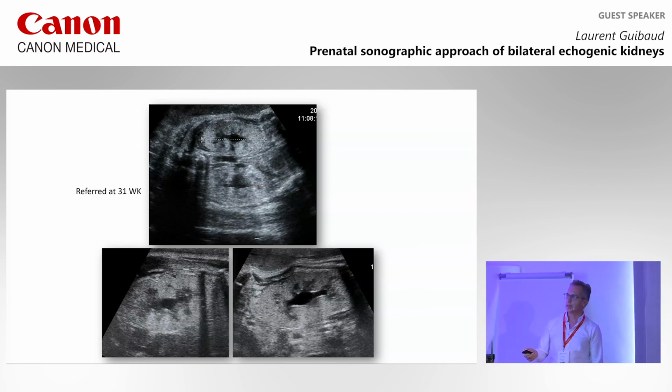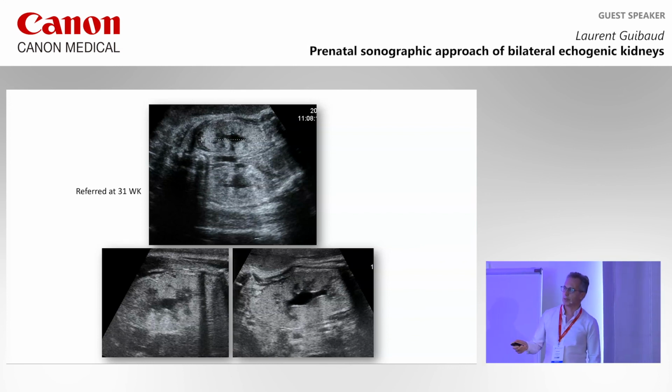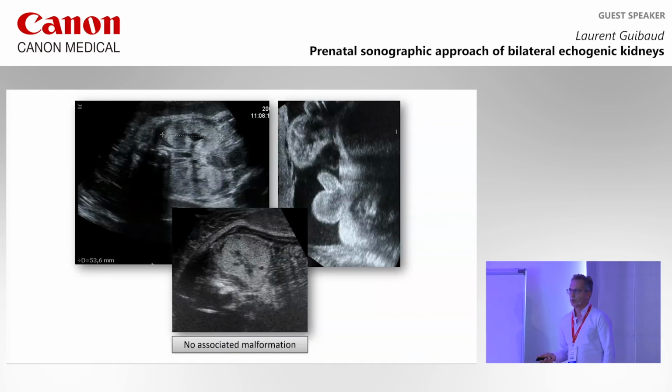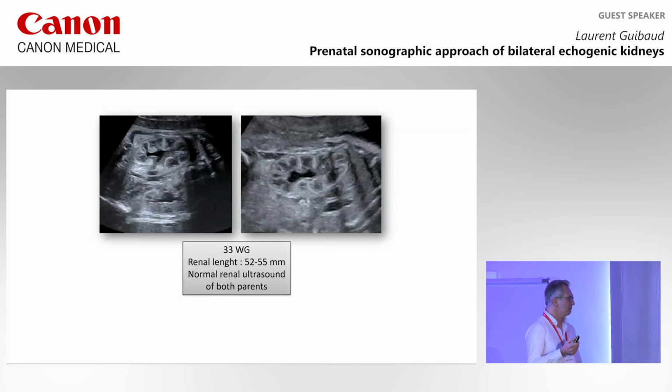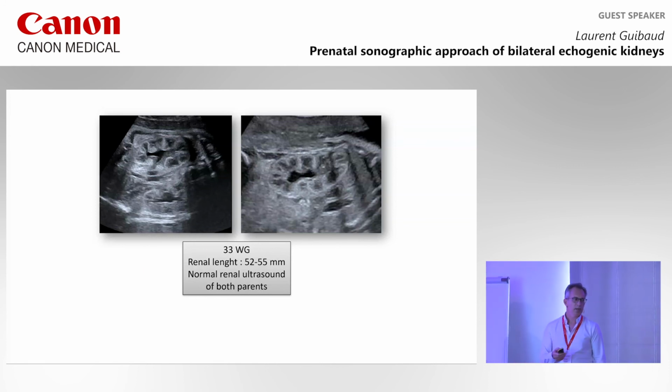This is another case. Look, there is echogenicity, there is some cyst, and there is no other malformation in the boy, and the parents have some cysts in the kidney. It is a TCF2 mutation. But another typical aspect of this mutation is this. You see, you are not dealing with ADPKD, but you are dealing with increased differentiation between the cortex and the medulla.